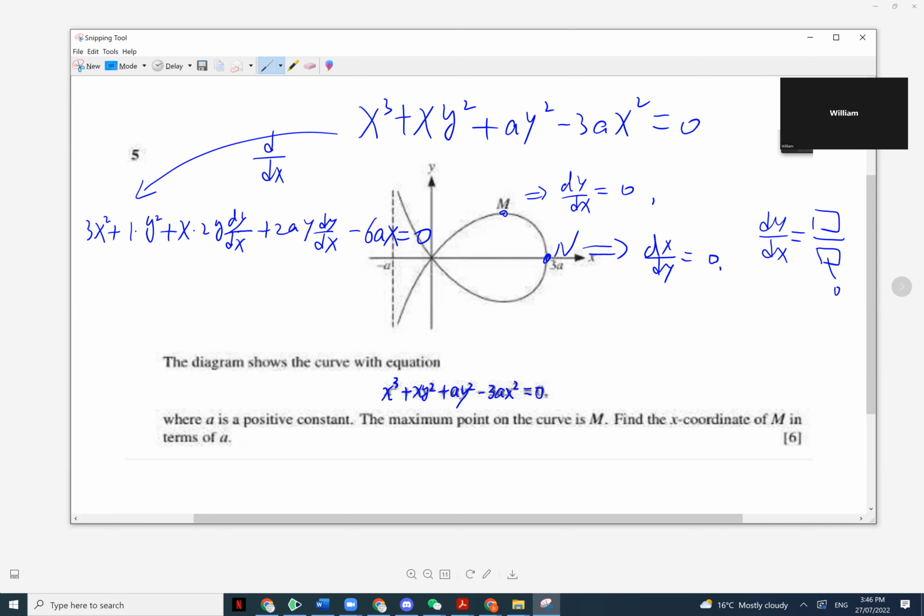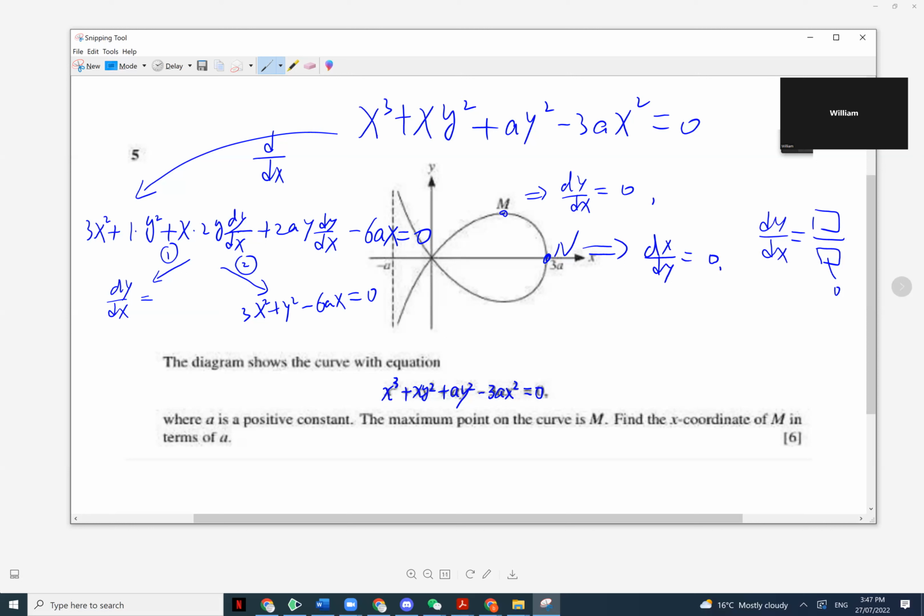Of course, we got two ways. Right here, you can make dy/dx the subject, so you can practice algebra. Or you can just do this. Two options.